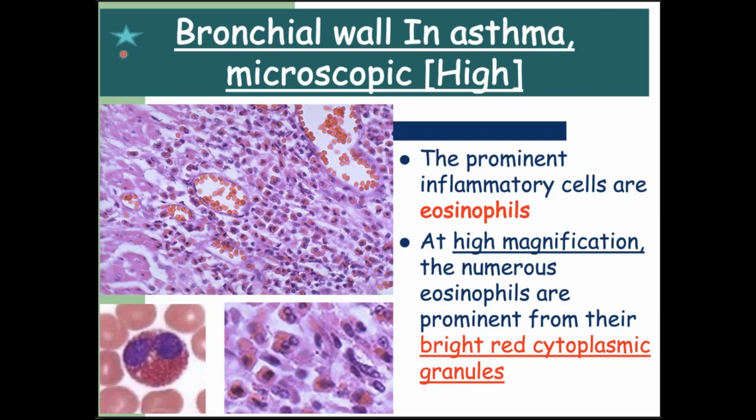So this is a good question which we can ask. What is the important cell and what are the features of eosinophils? It has bright red cytoplasmic granules.